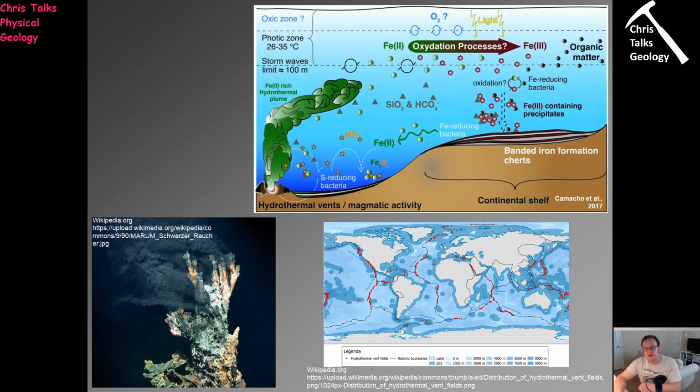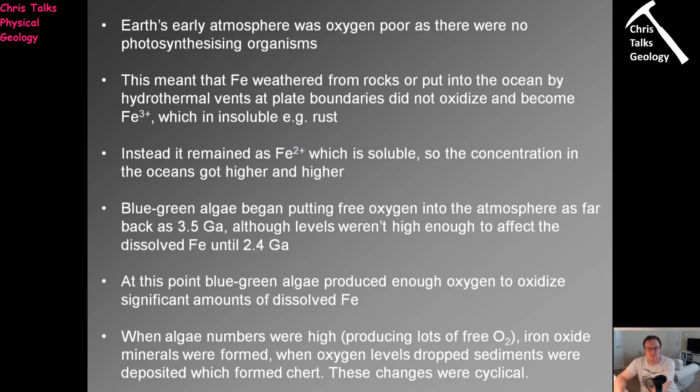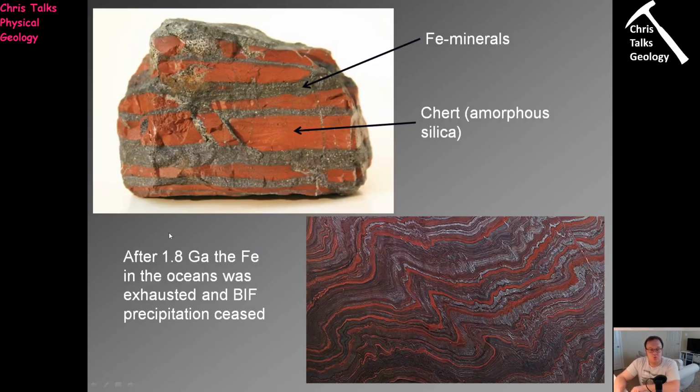So the formation of banded iron formations began 2.4 billion years ago, and it ended 1.8 billion years ago. So we don't make them anymore. And the reason is around 1.8 billion years ago, all the iron in the oceans had been exhausted. And so that's it. Once it was exhausted, you couldn't form these iron layers anymore, and so banded iron formation stopped.